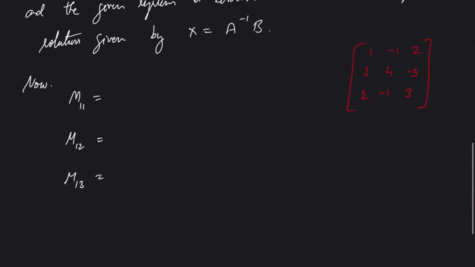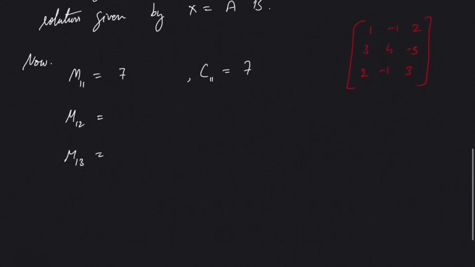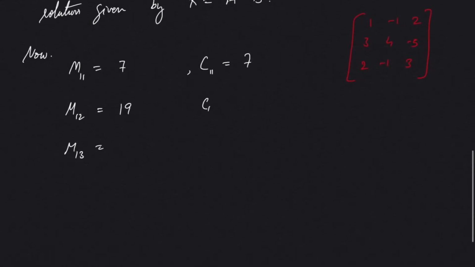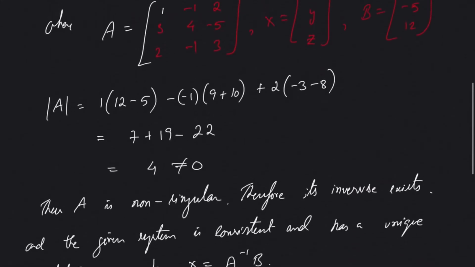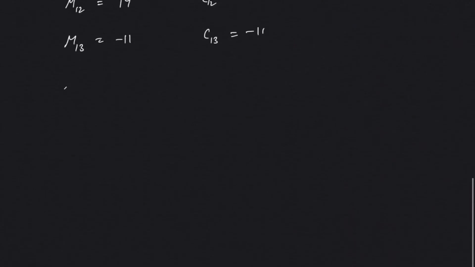So our minor, of course, I'll just calculate it directly, 7. So cofactor C11 or A11, that's up to you. Cofactor will be 7. M12 will be 19, so C12 will be minus 19. M13 will be minus 11, so C13 also will be minus 11. M21, M22, M23. C21, C22, C23.